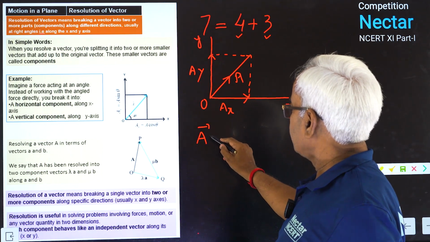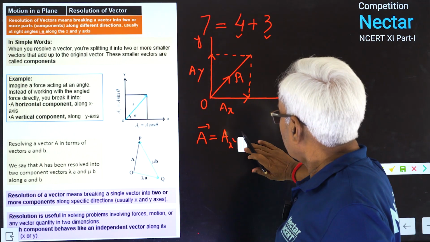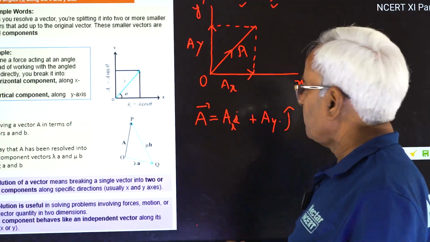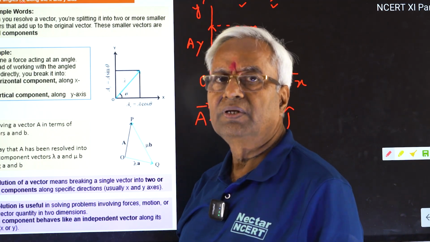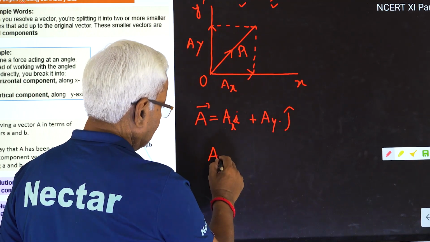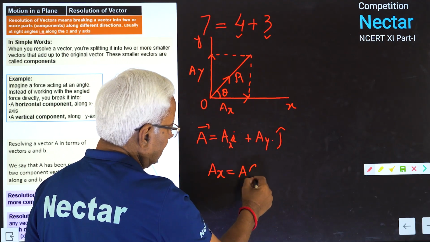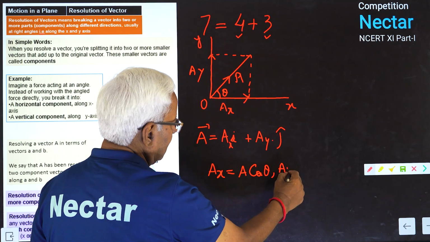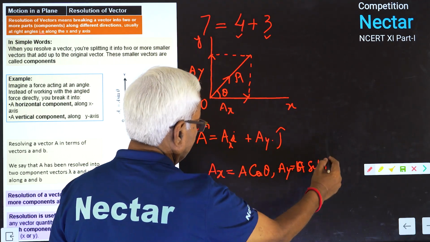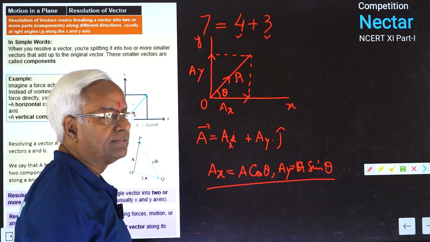Now it is written as A equal to AxI plus AyJ. It could be written in this form. I and J are known as unit vectors. It is very clear here that if this angle is theta, Ax is going to be A cos theta, and Ay will be A sin theta. So one vector has been resolved into 2 components along x and y axis.